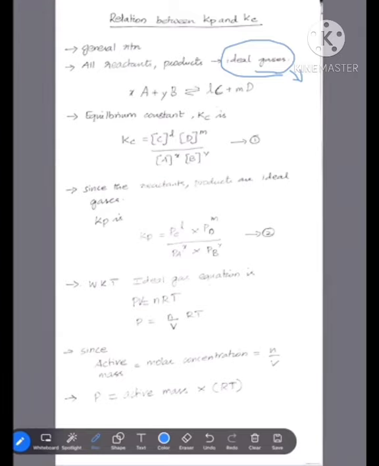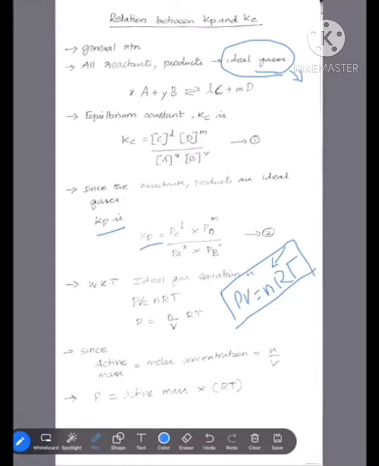For the equilibrium constant, like in the last derivation, we write the same thing for Kc. Since the reactants and products are gases, we will also write it in terms of Kp. Now I am going to involve a new equation, the ideal gas equation, PV is equal to nRT, which is an important equation. You might have come across this in thermodynamics.